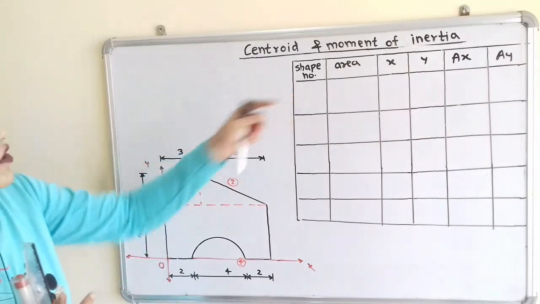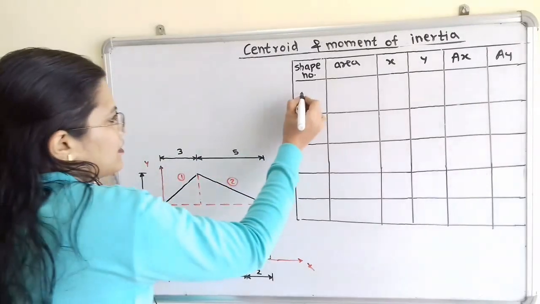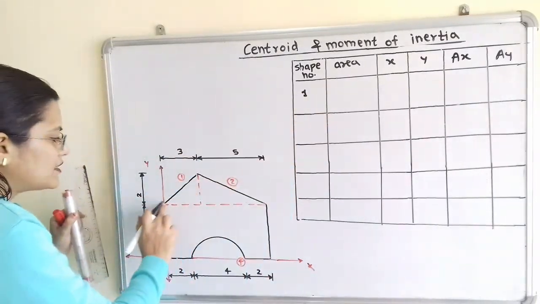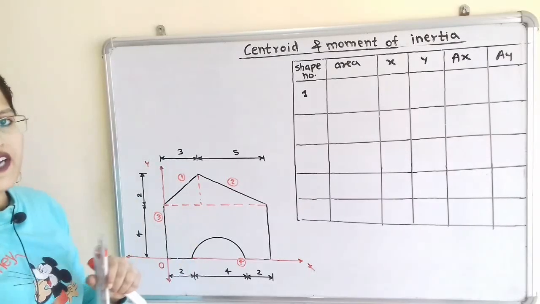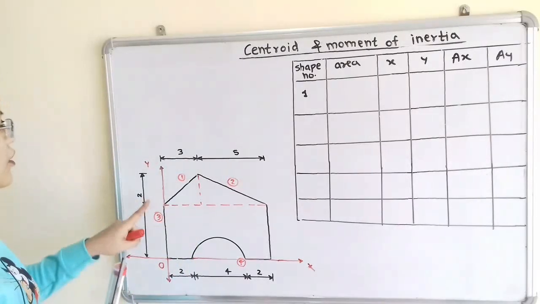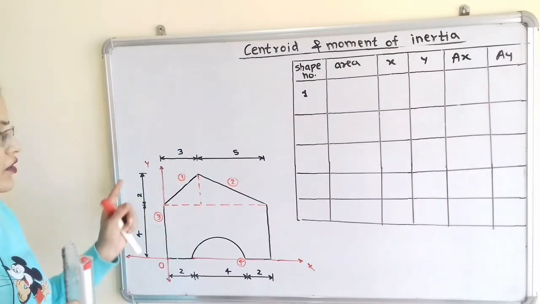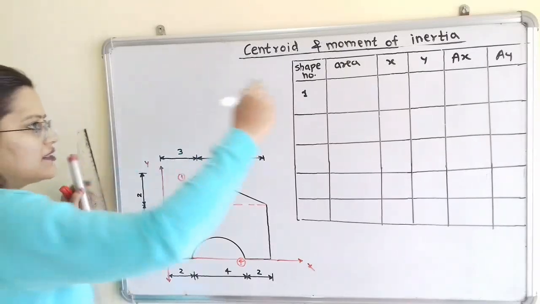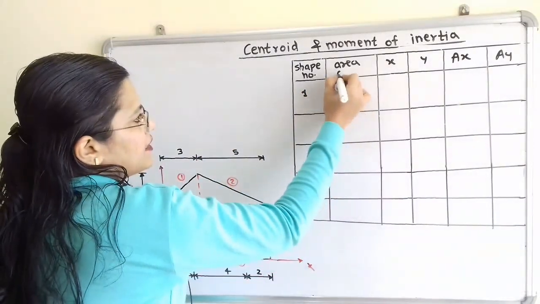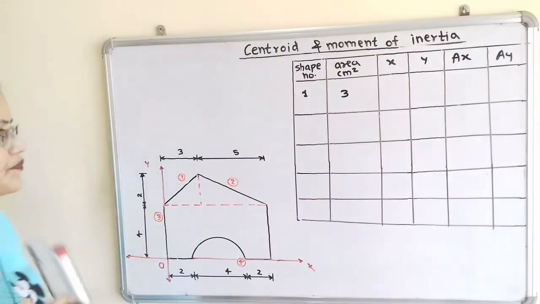The first column is for the shape number. So we will write the first shape, that is shape number 1. Now what is the area of shape number 1? The area of a triangle is half multiplied by base multiplied by height. If we observe, the base is 3 and the height is 2. So the area is 3 centimeter square.